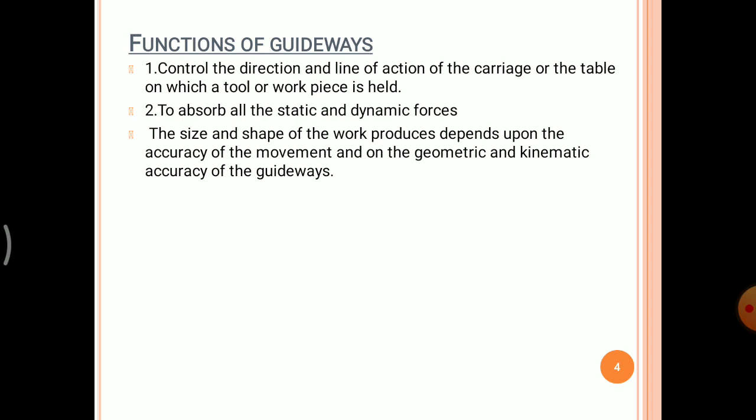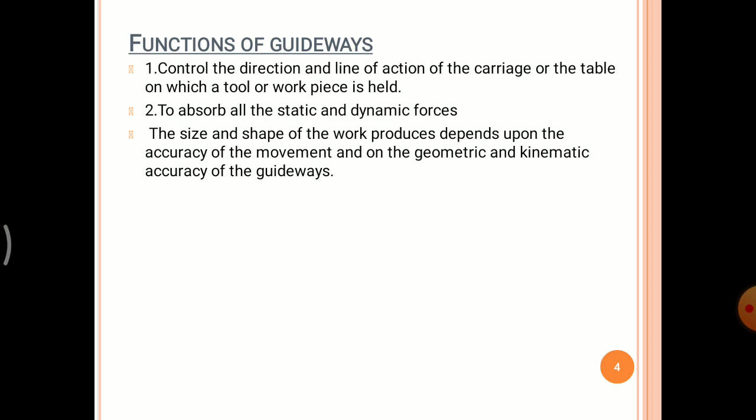The second important function of guideways is to absorb all static as well as dynamic loads. In the last video we discussed the loads acting on the machine structure, that is static load and dynamic load. So the guideways will absorb these loads, static load as well as dynamic load.